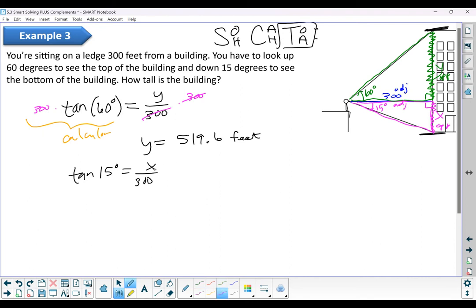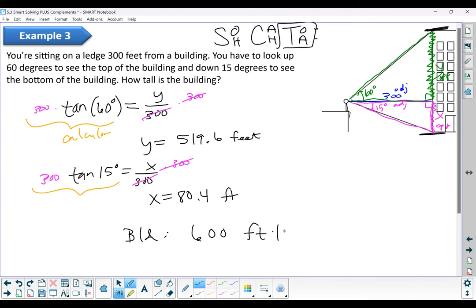So again, we're going to multiply by 300. And then we can use our calculator to make that calculation. 300 tangent 15 is 80.4. Well, the height of the building is just those two pieces added together. So 519.6 plus 80.4 means that the building is 600 feet tall. And that's our height, 600 feet in total.